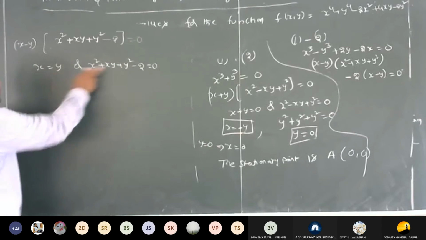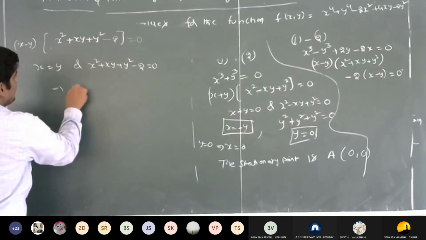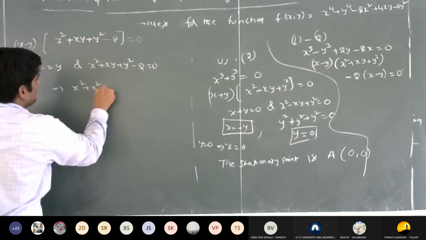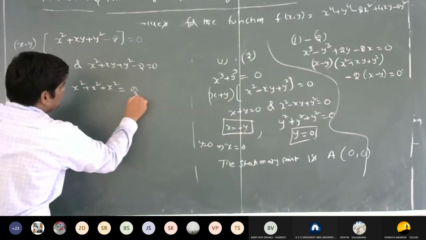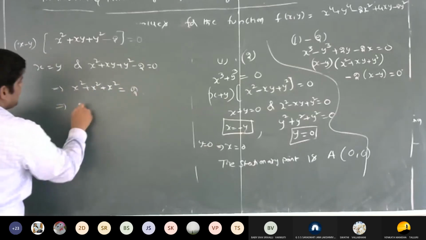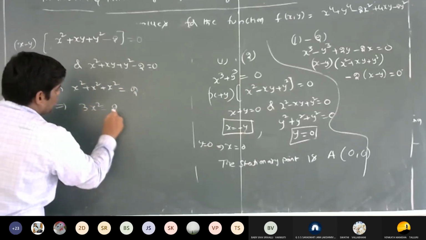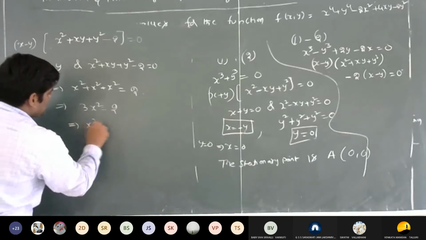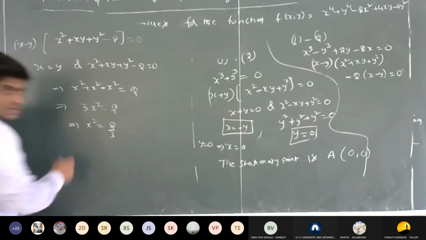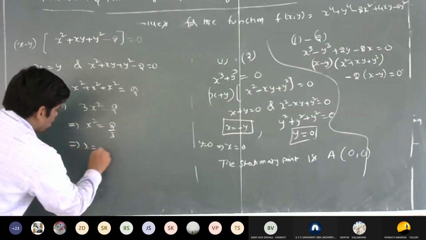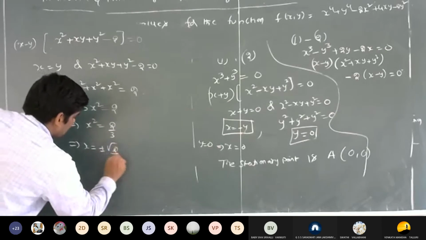So if x is equal to y, what happened here? It implies that x square plus x square plus x square is equal to 2. So it implies that 3x square is equal to 2. So x square is equal to 2 by 3, which implies that x is equal to plus or minus root of 2 by 3.